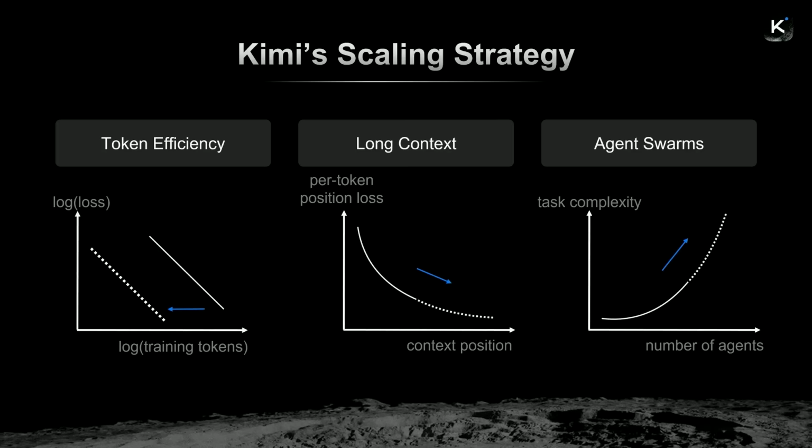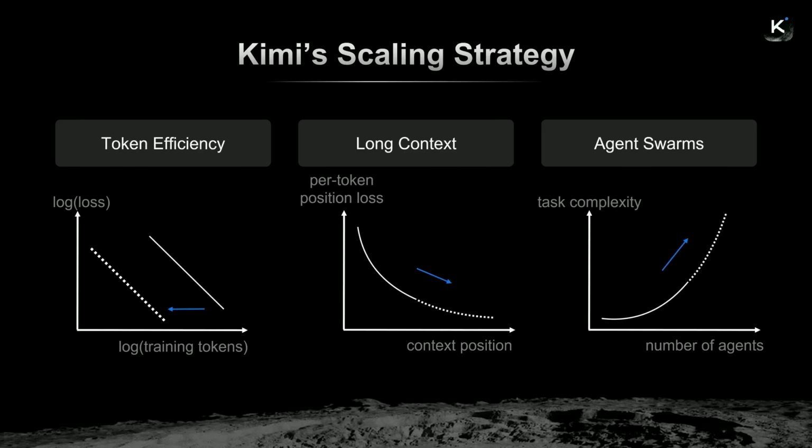And here we're going to discuss how we scale our model in different dimensions. So on the left-hand side, the first figure you see here is kind of the standard scaling law. So on the x-axis, you have the log of the number of training tokens, and on the y-axis, you have the log loss. And as you scale the number of training tokens, you get a lower loss.